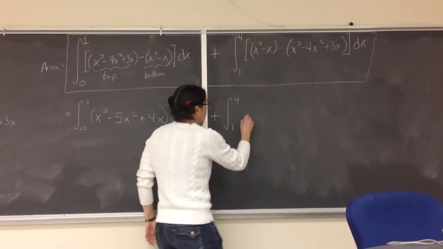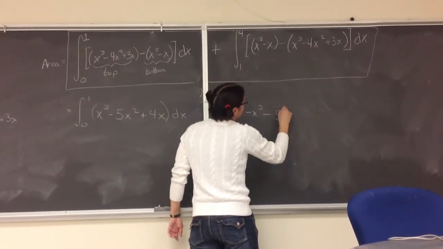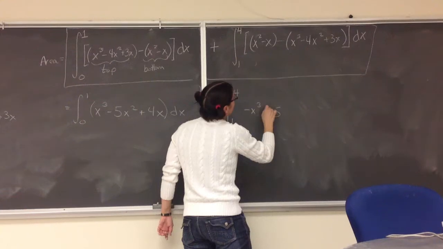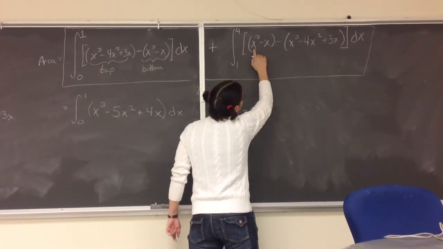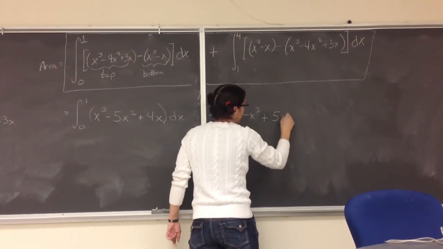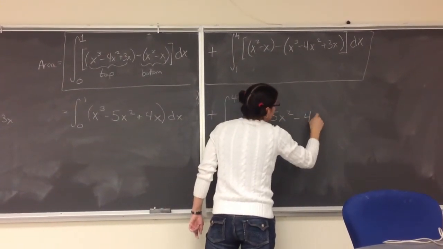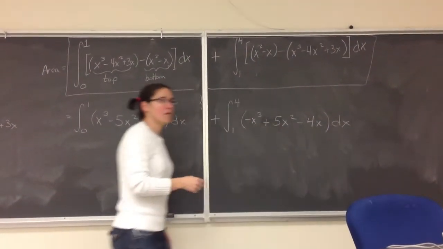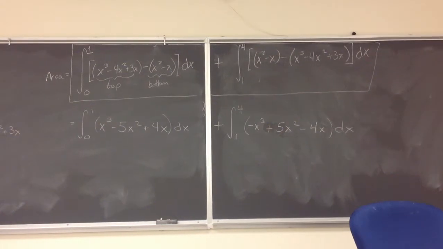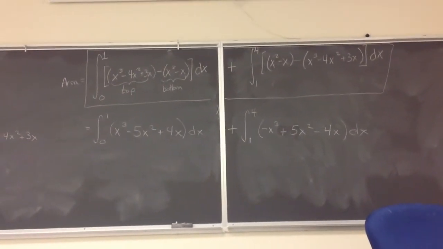And so I've got negative x cubed plus 5x squared, and then minus 4x. And so now these are my two integrals that I'm working with, and I need to integrate and plug in the boundaries.